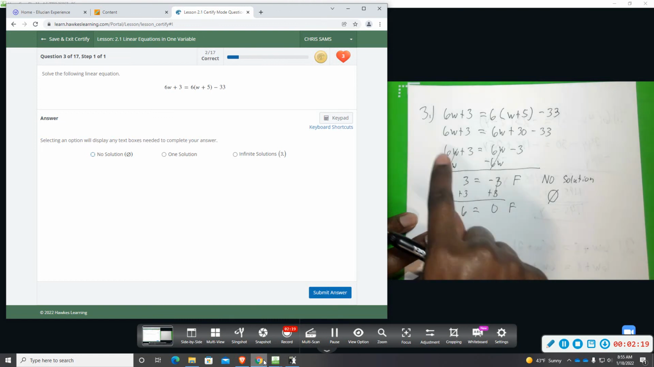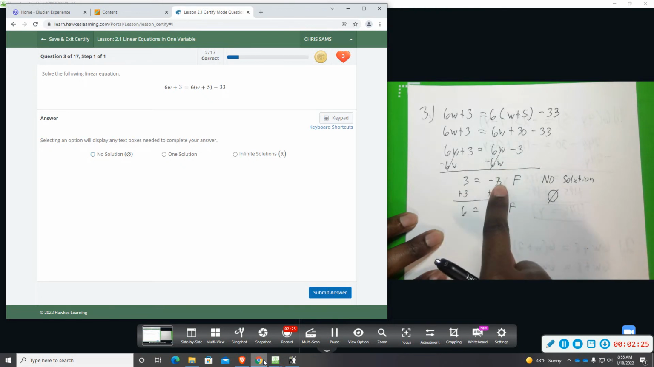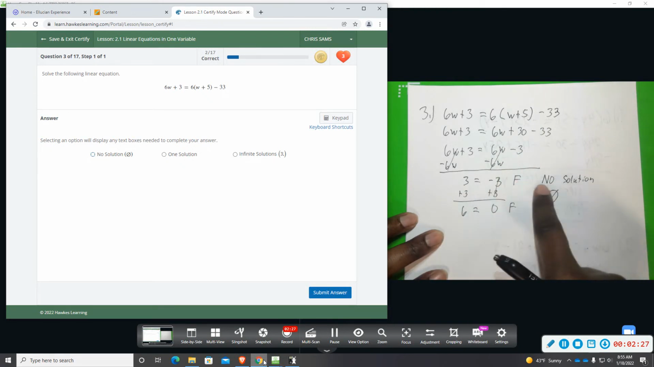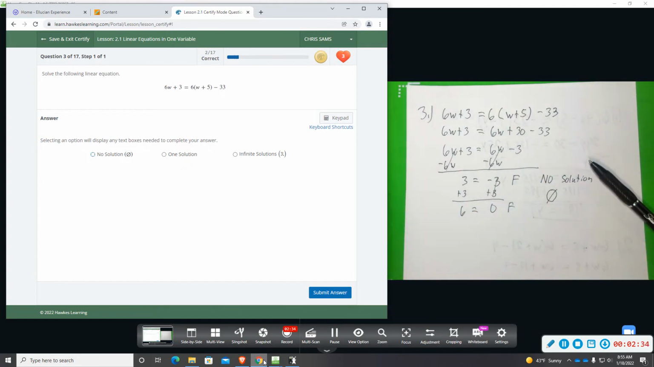If your variable cancels out, so whatever letter you had to begin with, it completely gets canceled out, and the numbers you're left with give you a false statement, it's no solution. If it gives you a true statement, it's all real numbers, or infinite solutions. So in this case, we get no solution.